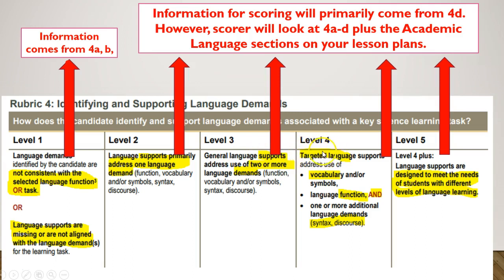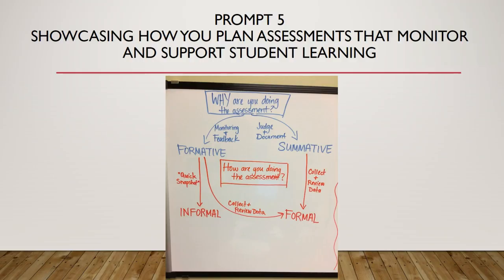See those? So if you have targeted supports, like I showed you on that chart, for all of the demands, targeted supports for vocabulary, function, and discourse or syntax, that's a 4. And if you get the 4 and you also write about what you plan to do to help students who struggle with language and the language task, that's going to be a 5. So in my mind, I think 5 would be a pretty easy thing to get on this.